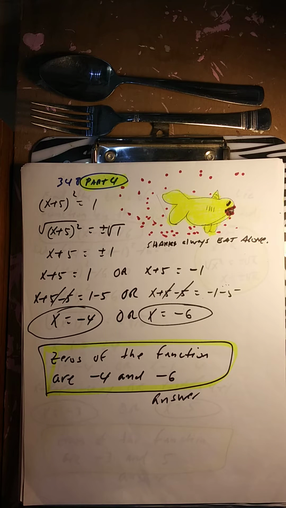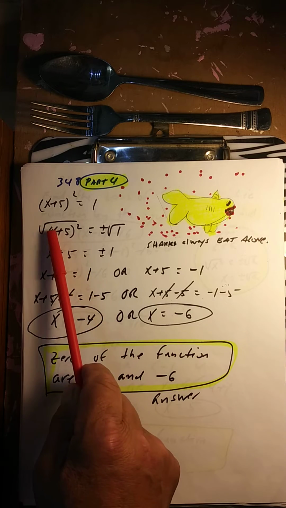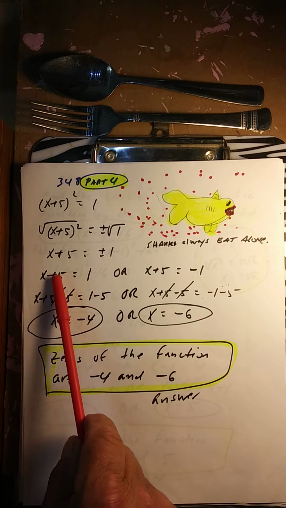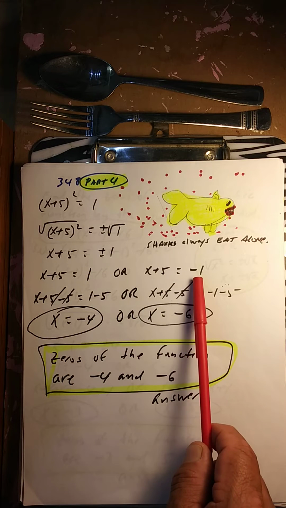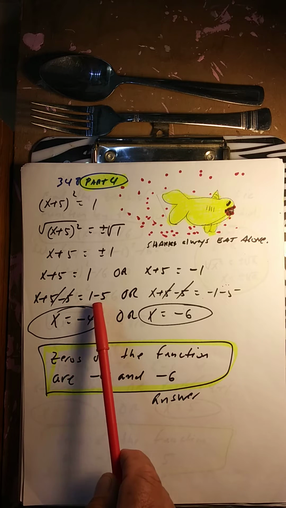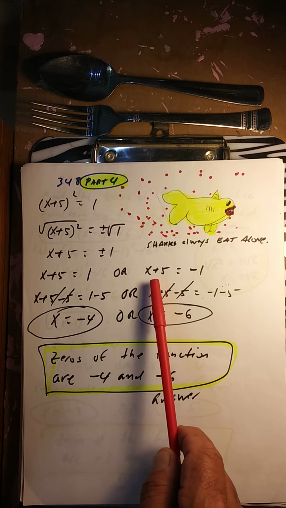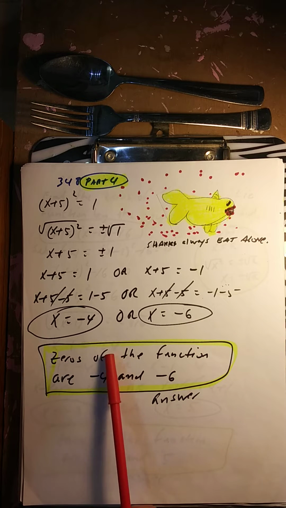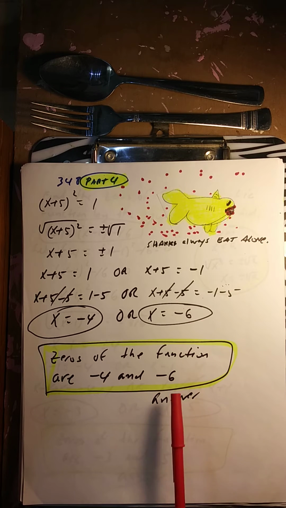Here we go. So (x plus 5) squared equals 1. Take the square root of this side, square root of this side, plus or minus square root of this. It's going to be plus or minus 1. x plus 5 is 1, or x plus 5 is negative 1. So x plus 5 minus 5 minus 5, so x is negative 4. Or x plus 5 minus 5 minus 5, so x equals negative 6. So the zeros of the function are negative 4 and negative 6 again.